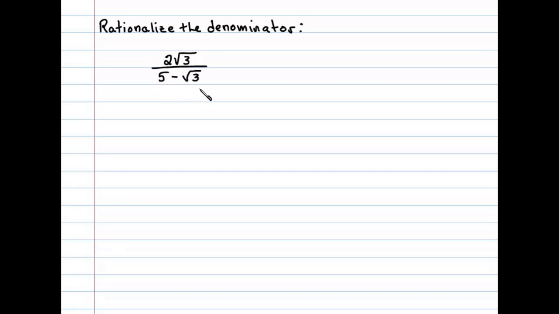Rationalize the denominator. In this case, we have a 5 minus the square root of 3 in the denominator. So to rationalize that, we'll multiply by 1 in the form of its conjugate here, 5 plus the square root of 3, over 5 plus the square root of 3.